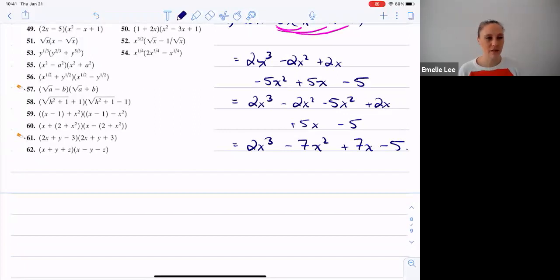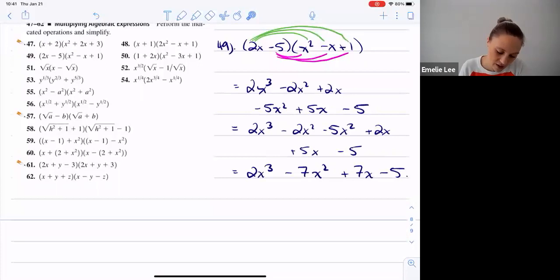5. Good. So as long as you're doing these methodically, take your first term and multiply it through, you can deal with pretty nasty stuff. Like even 61 and 62, where you have multiple terms, not just two in the first polynomial: 2x plus y minus 3 times 2x plus y plus 3. As long as you're taking it nice and slow, multiplying each term by each of the terms in the next polynomial and just keep adding them up, you're going to be fine.